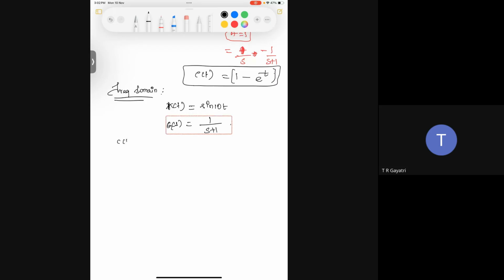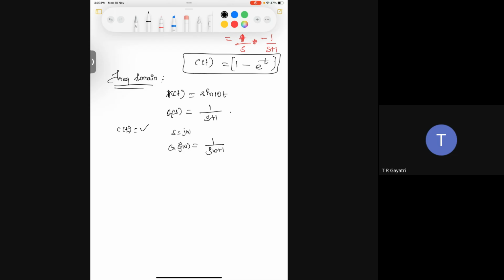So I want c of t, but using the frequency domain representations. All calculations should be done in frequency domain. So first, we will simply replace s equal to j omega. G of j omega equals 1 by j omega plus 1. So this is the first step, right? The next step is to find the magnitude of G of j omega. Magnitude of G of j omega is the magnitude of 1 by j omega plus 1.